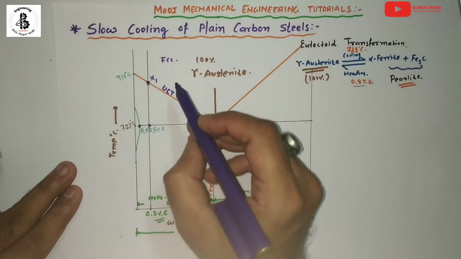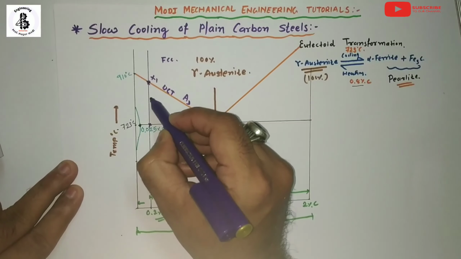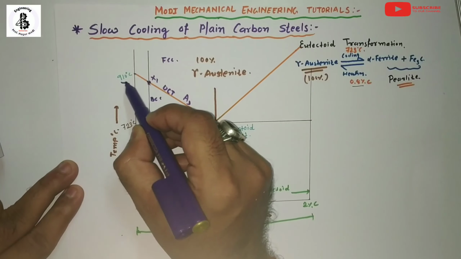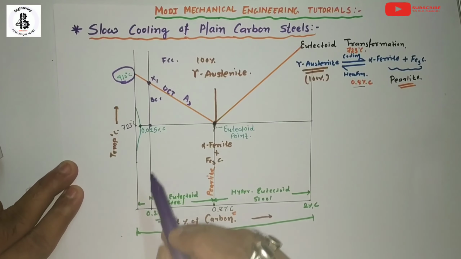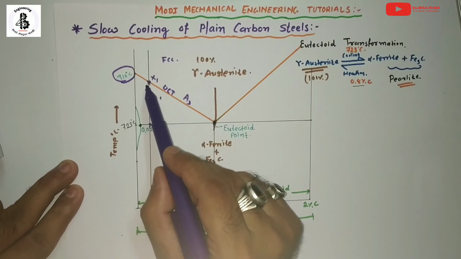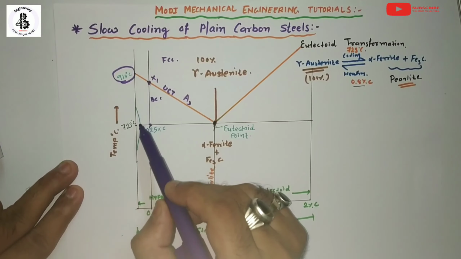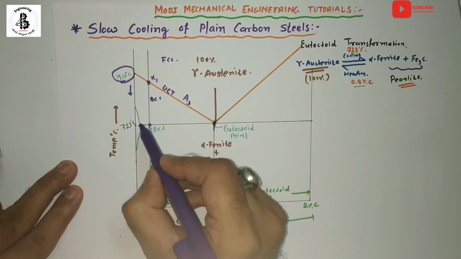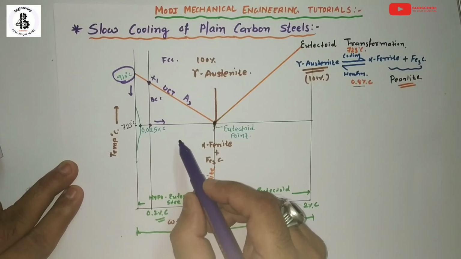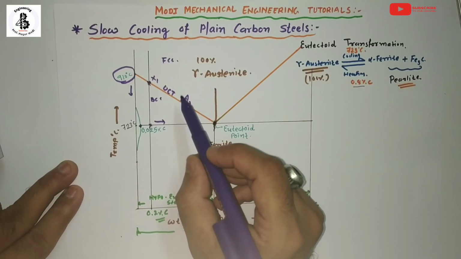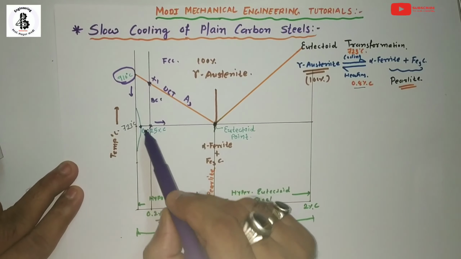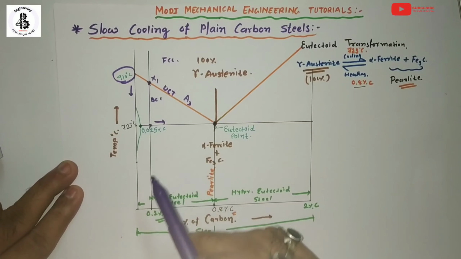So the allotropy changes from FCC to BCC at around 910 degrees centigrade for pure iron, and the temperature decreases as the carbon percentage increases, as shown in the diagram. That line is the transformation line from FCC to BCC with decreasing temperature as well as increasing carbon percentage.